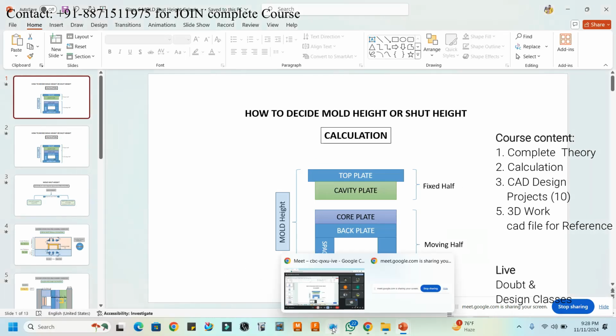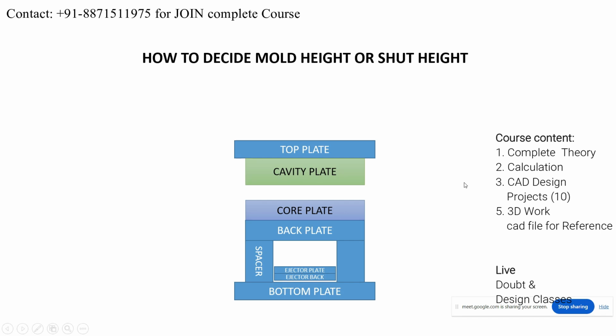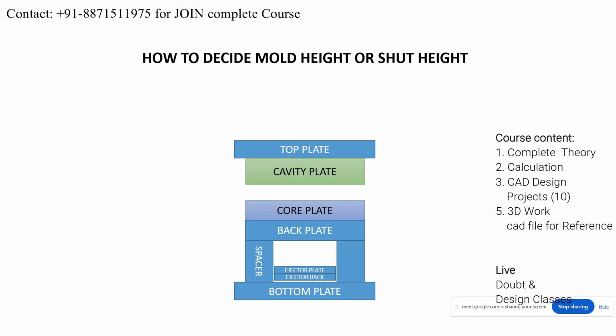Depending upon the catalog, we get some information about the minimum mold height and the maximum mold height. So we have a criteria, a limit, that the maximum mold height should be this and the minimum mold height should be this. But if we get the length or the height in the middle of this range, which value can we select? We will learn that in this lecture.